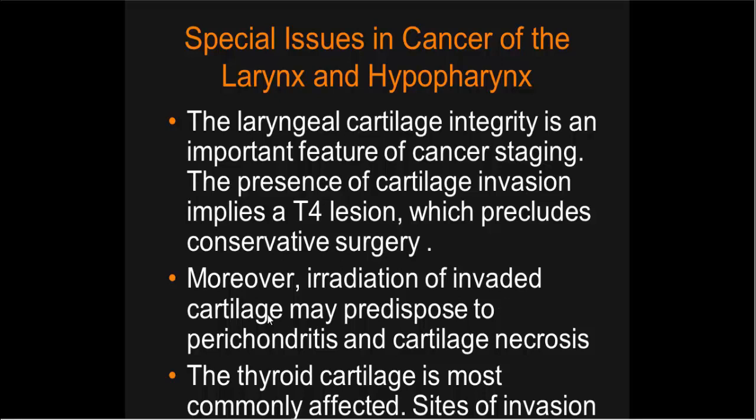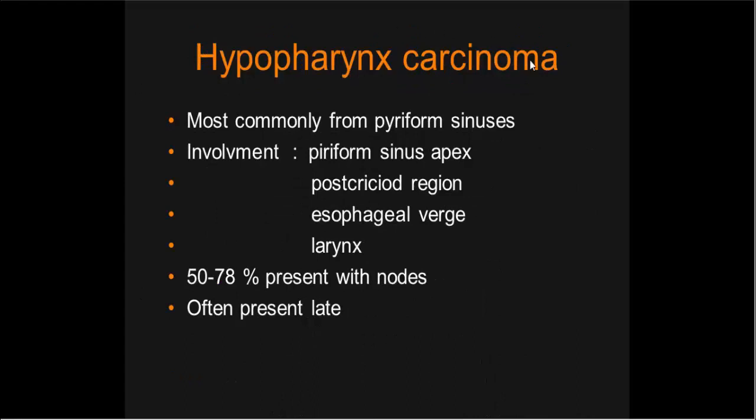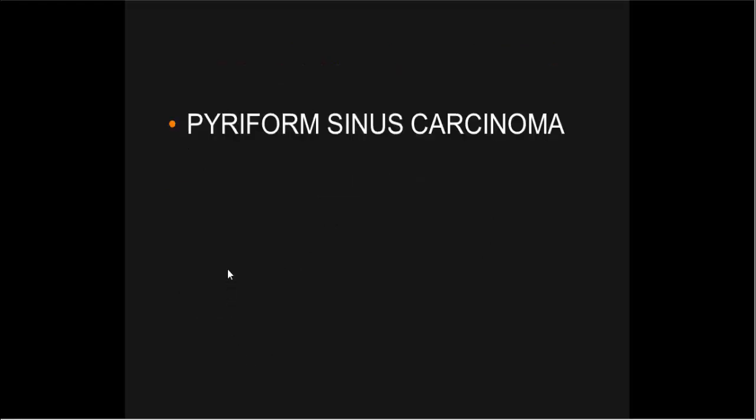Moreover, irradiation of invaded cartilage may predispose to perichondritis and cartilage necrosis. Thyroid cartilage is the most commonly affected site of invasion. Hypopharynx carcinoma, most commonly from the piriform sinus, involves the piriform sinus apex, postcricoid regions, esophageal verge, and larynx. 50 to 78% present with nodes, often present late.